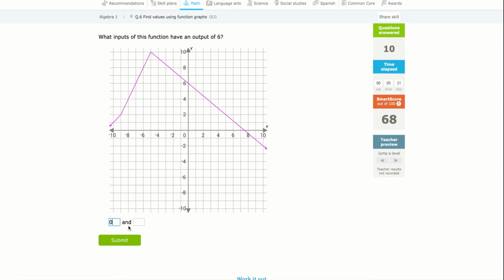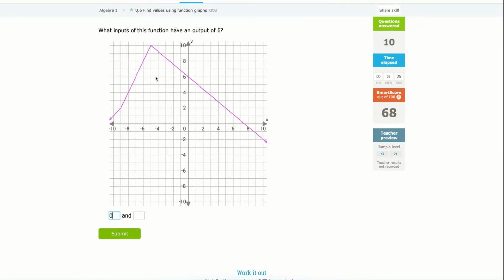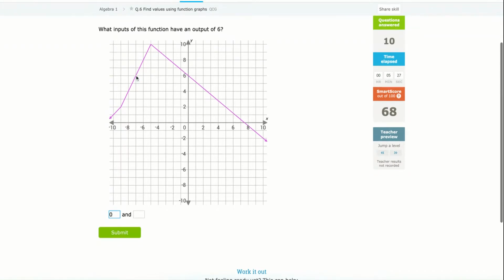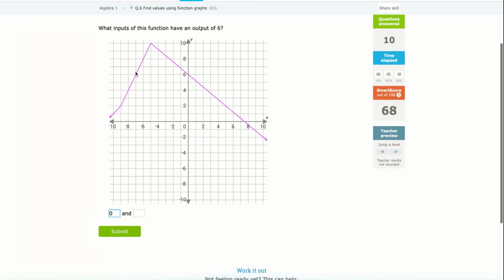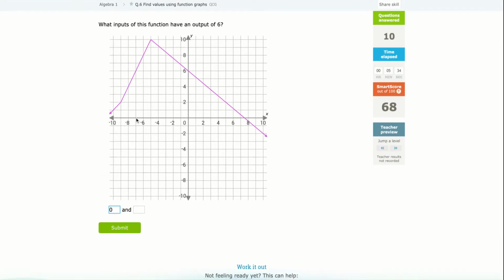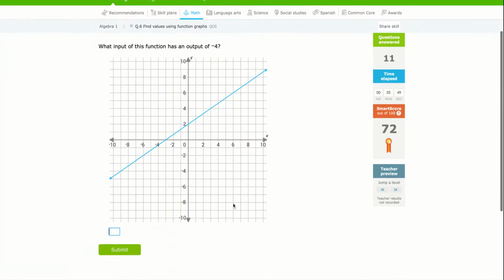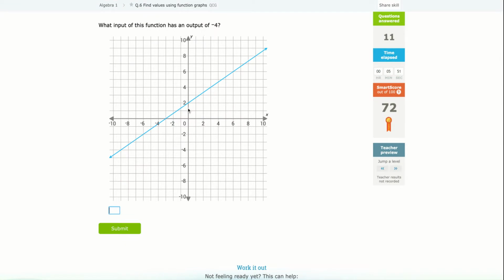But I notice it gives me two options, because now think about it. If I look over here, this point right here also has a y value, or an output, of 6. So the corresponding input that goes with this output of 6 is an input, or x value, of -7. Let's see if the order I put them in matters. I don't think it should. Nope, it doesn't.